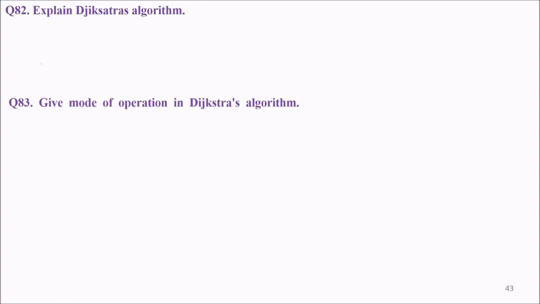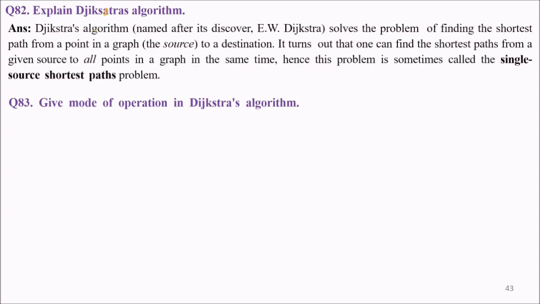Then what is Dijkstra's algorithm? Dijkstra's algorithm, named after its discoverer, the great E.W. Dijkstra, solves the problem of finding the shortest path from a point in a graph, that is the source, to the destination. So if you need to find the shortest path from source to destination, Dijkstra's algorithm is going to help you. It turns out that one can find the shortest path from a given source to all points in a graph at the same time. Hence this problem is sometimes called the single source shortest path problem.